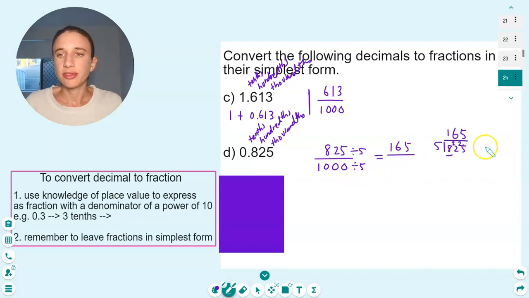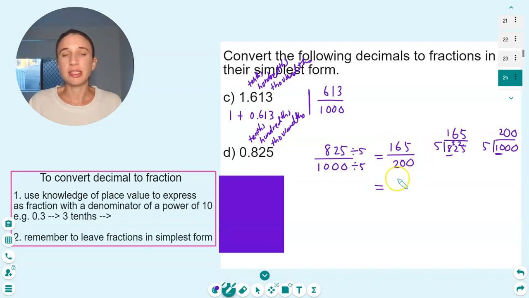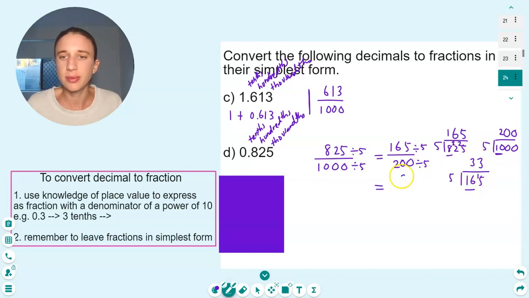1,000 divided by 5. So you could do that. 5 into 10 goes twice, and 0, 0. So 5 200s are 1,000. And then we look at this and we can keep simplifying because the numbers end in 5 and 0, which means they're divisible by 5. So let's just keep going. 5 into 165. 5 3s are 15 and 1 is 16. So 5 3s.